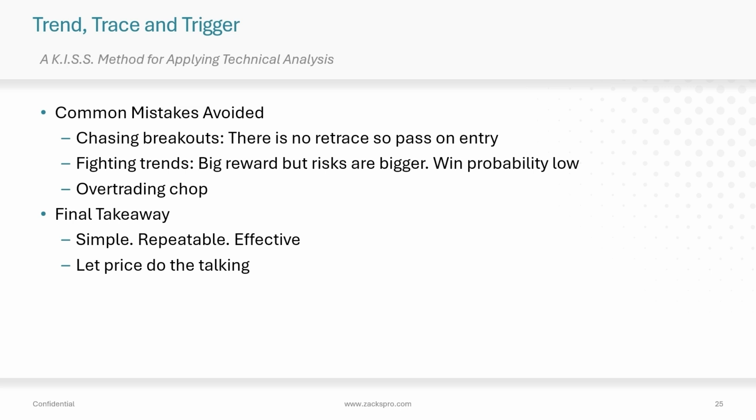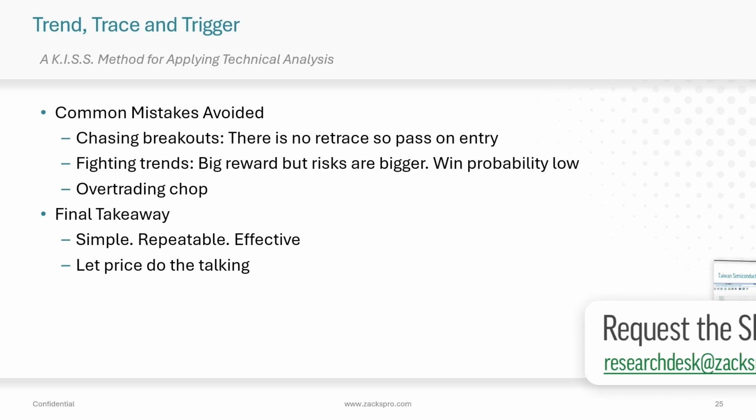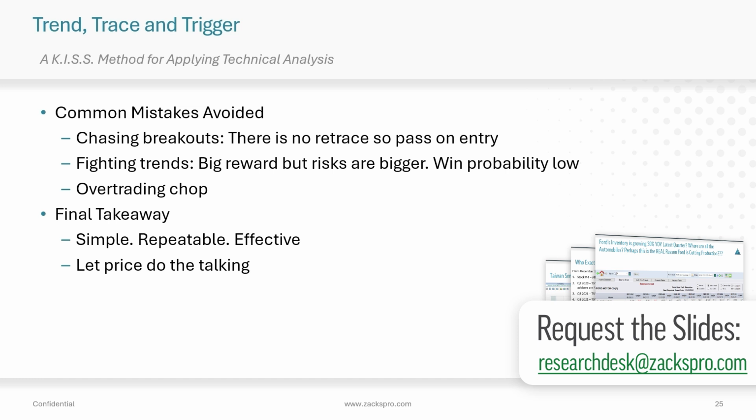So why is this great, right? Common mistakes get avoided when you apply the trend, trace, and trigger method. You're not going to trace breakouts, right? Because there's not going to be any move back to that support along with that trigger. So you're not going to enter a breakout on this. So you won't worry about those false breakouts that whip you up higher and then smack you down. You're not going to fight the trend.